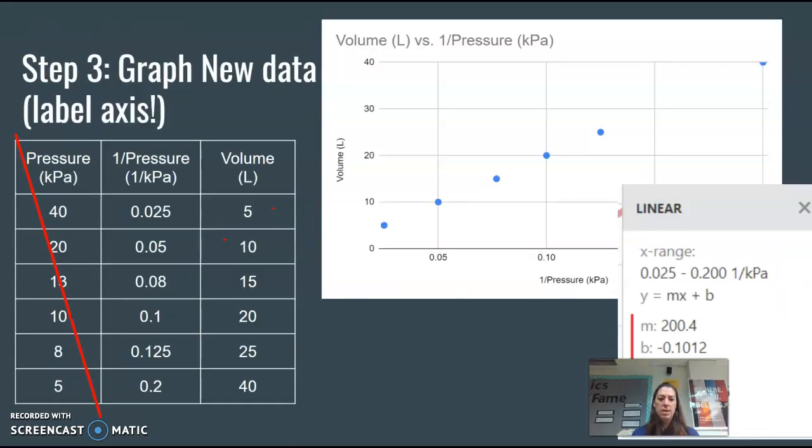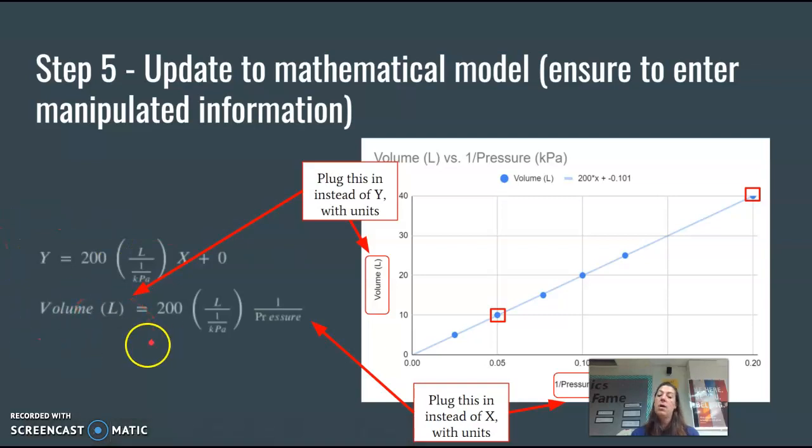Let's see. Originally, the data point was 40 and the volume was 5. So if we look at our new mathematical model, let's plug in a pressure of 40. So it'd be 200 divided by 40, which, if I do my math right, is 5. Woohoo! So you can always go back and pick numbers from your original data set and plug those in to see if it fits your original graph, right? We don't really care about this straight line other than it's telling us the relationship is 1 over pressure.